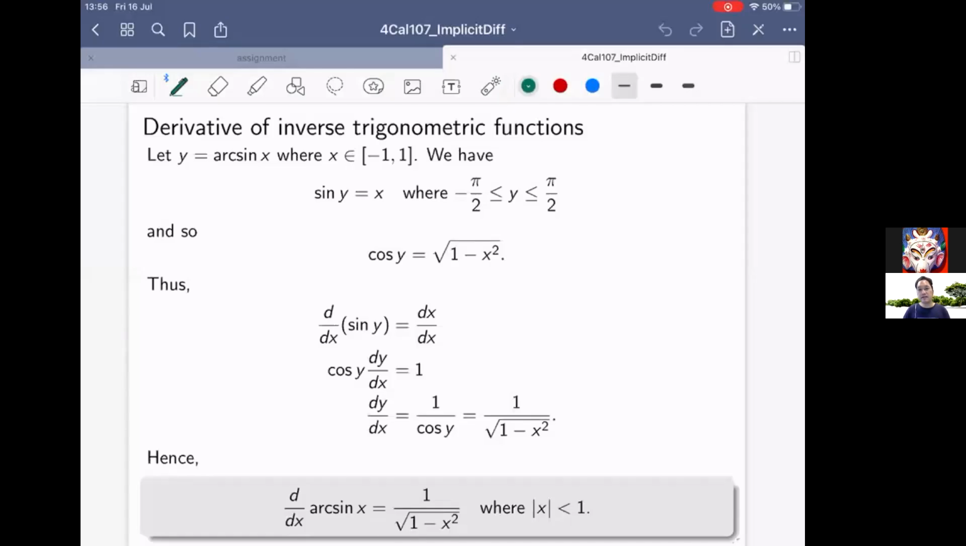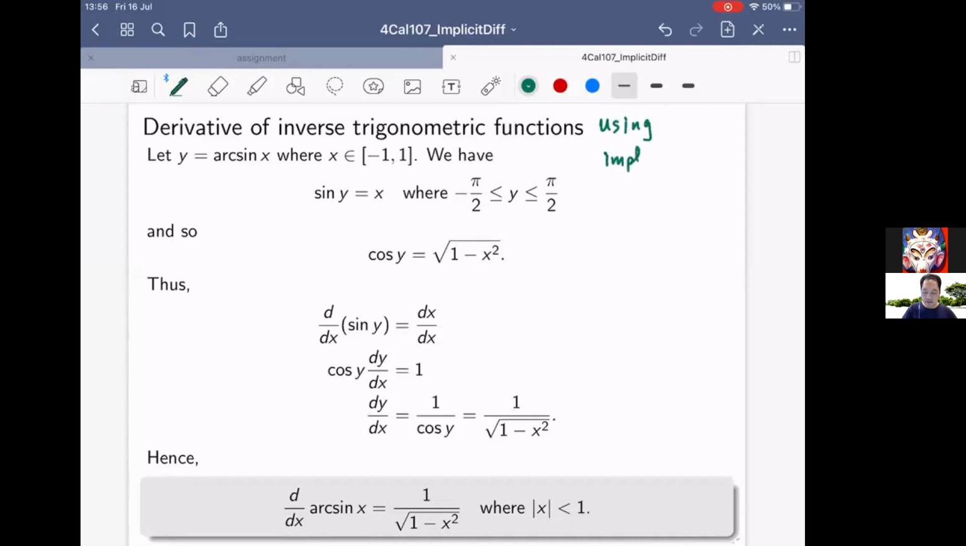Hello everybody, this is the video clip for chapter 2, and we are still on the derivative of a function. For this one, we are going to find the derivative of the inverse trigonometric functions using implicit differentiation.